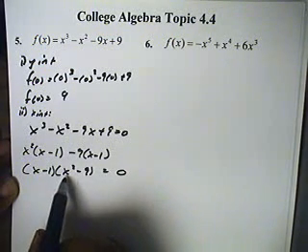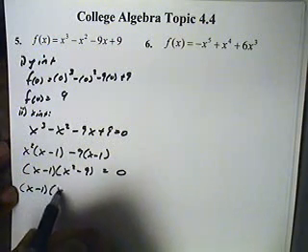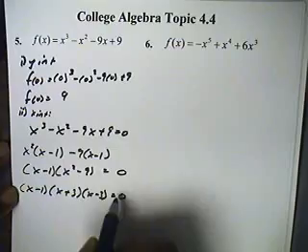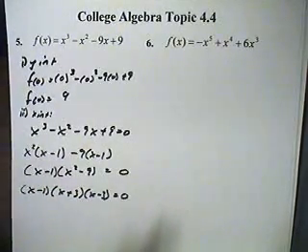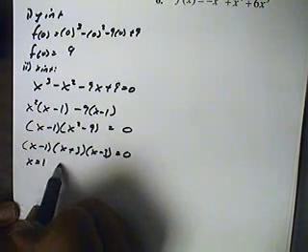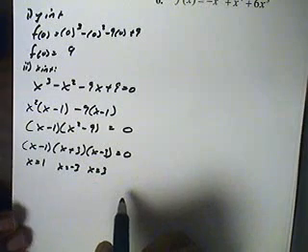Now we're going to factor the difference of two squares of x squared minus 9, and we have x minus 1, x plus 3, x minus 3. Now from here, we can solve for x. Here x is 1, x is negative 3, and x is 3.